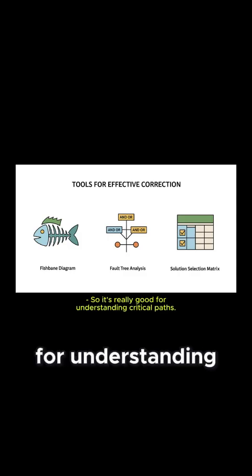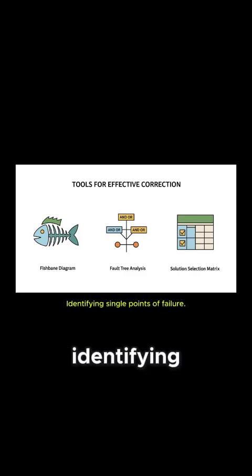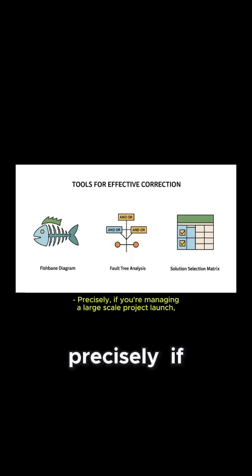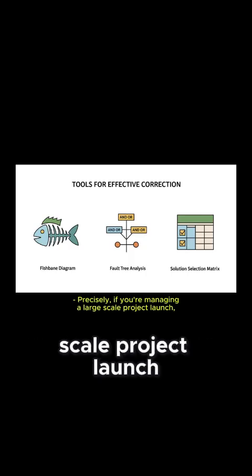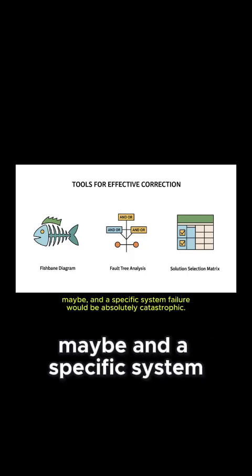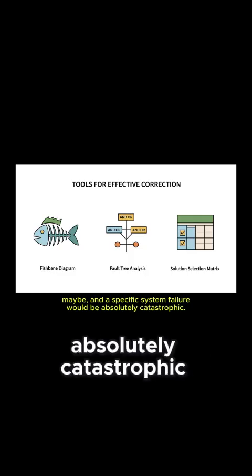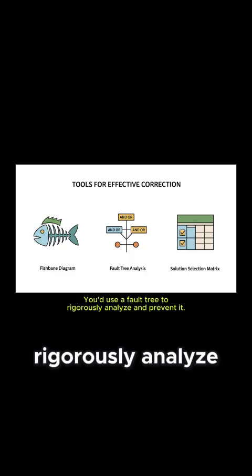So it's really good for understanding critical paths, identifying single points of failure. Precisely. If you're managing a large-scale project launch, maybe, and a specific system failure would be absolutely catastrophic, you'd use a fault tree to rigorously analyze and prevent it.